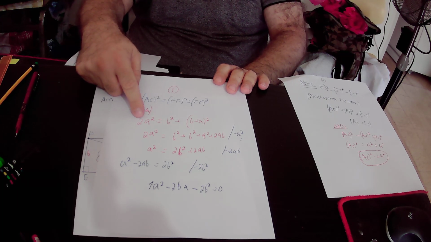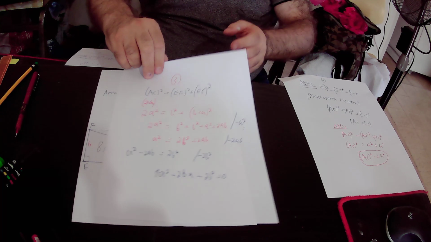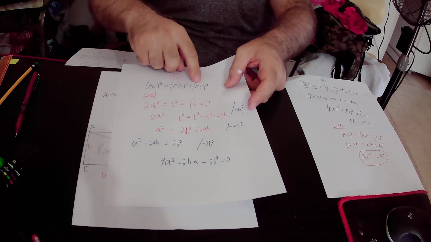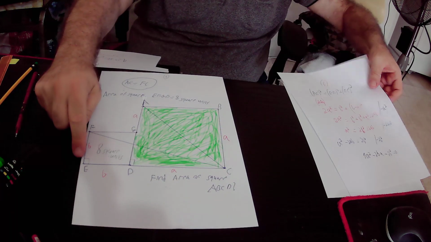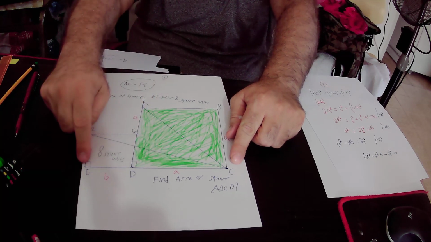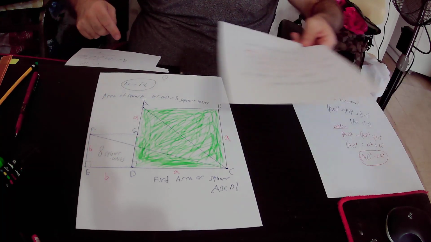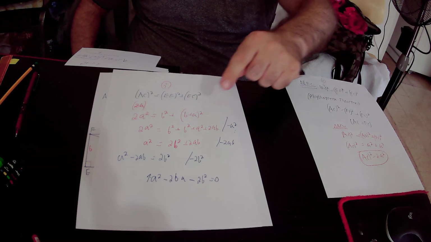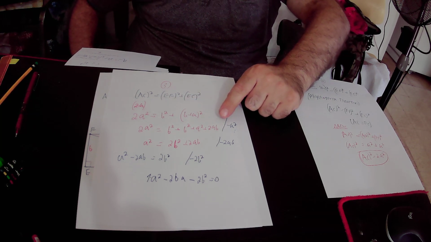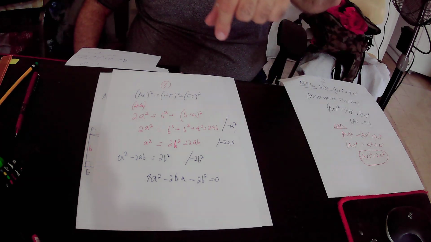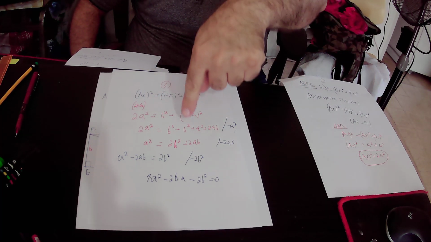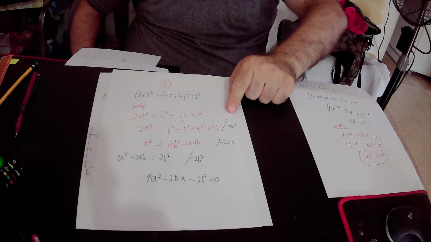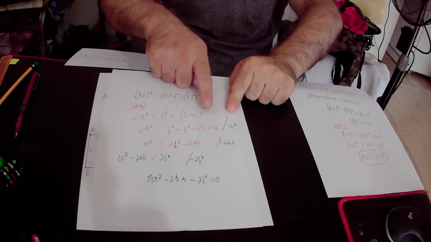So we will get that 2A squared equals EF squared plus EC squared. EF equals B, so EF squared is B squared, and EC equals B plus A, so EC squared is B plus A squared. So we opened the brackets here. B plus A squared is B squared plus A squared plus 2 times AB. So in total we got 2 times A squared equals B squared plus A squared plus 2 times AB.